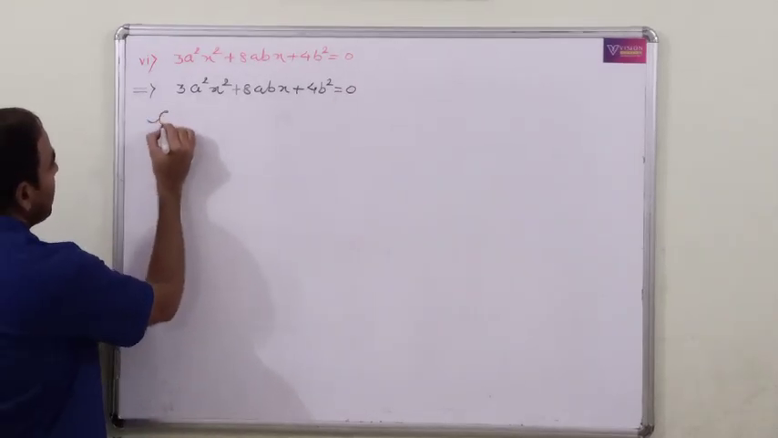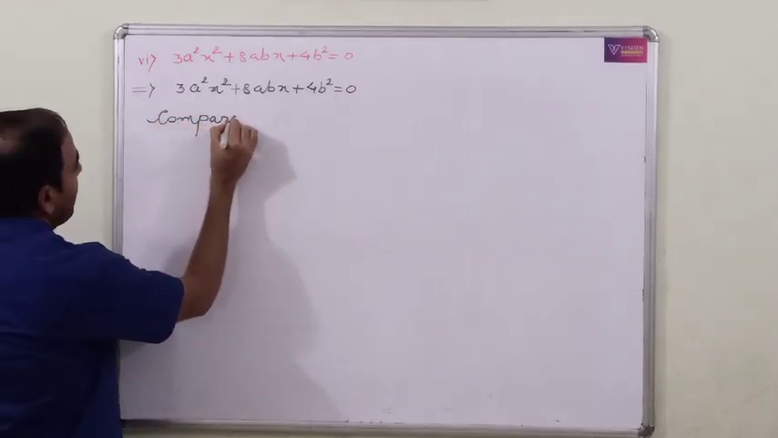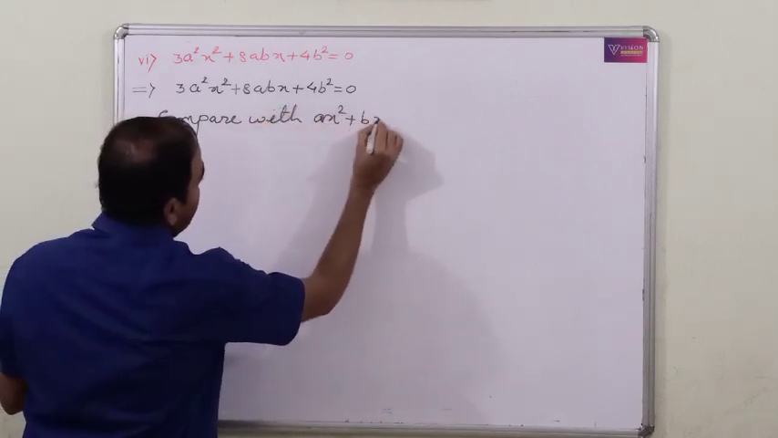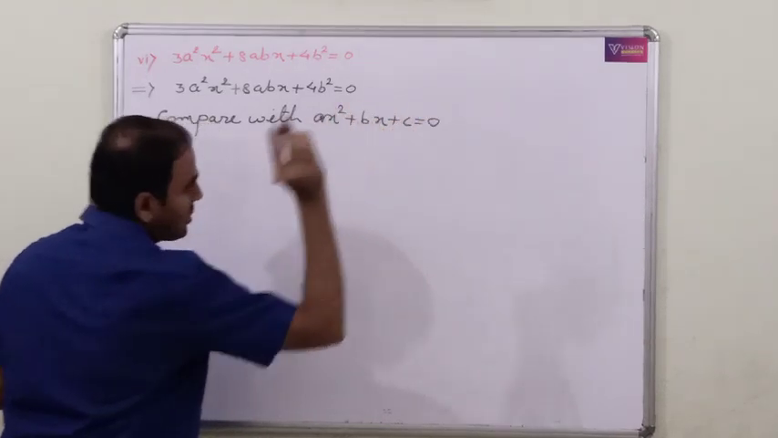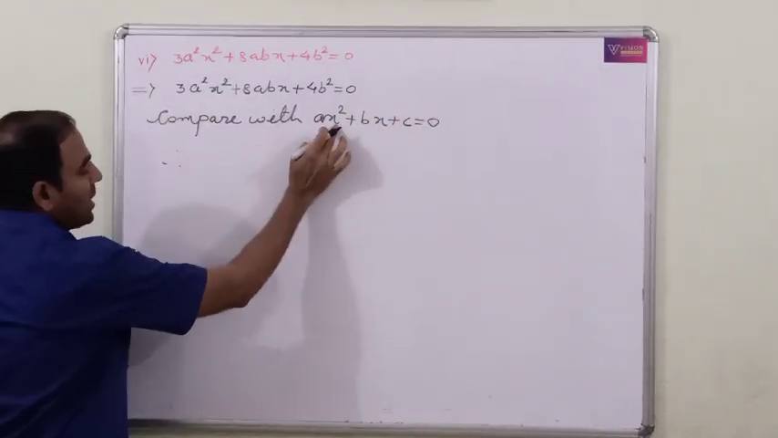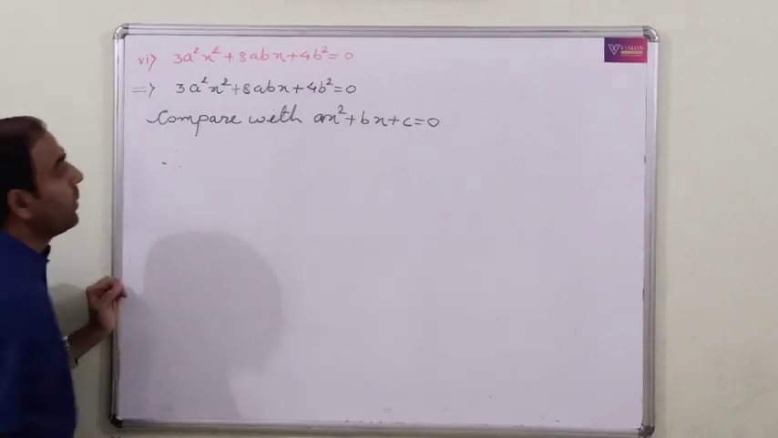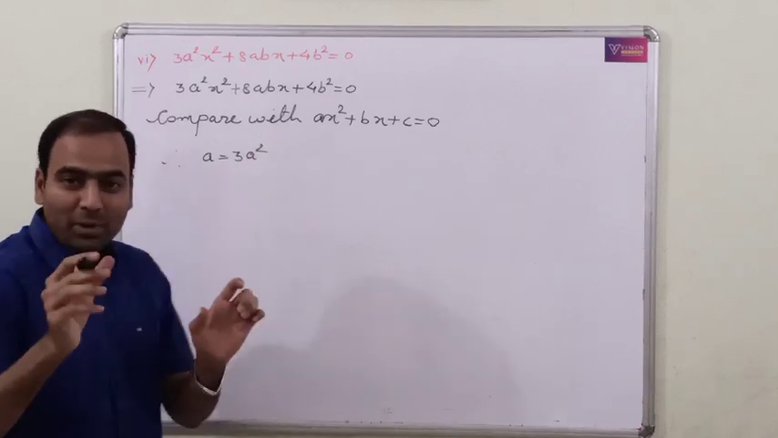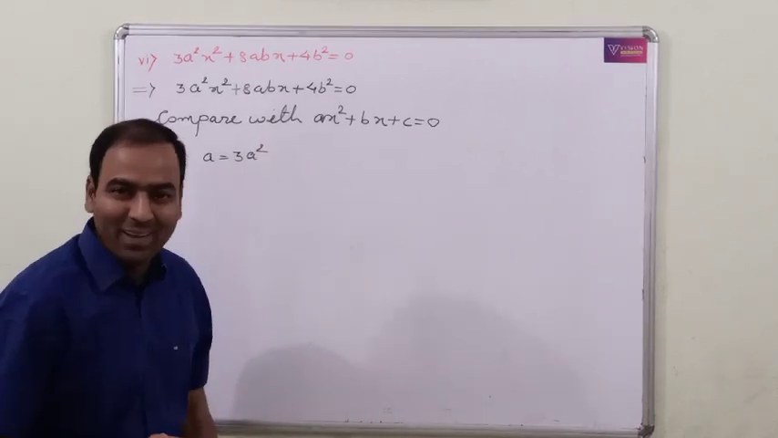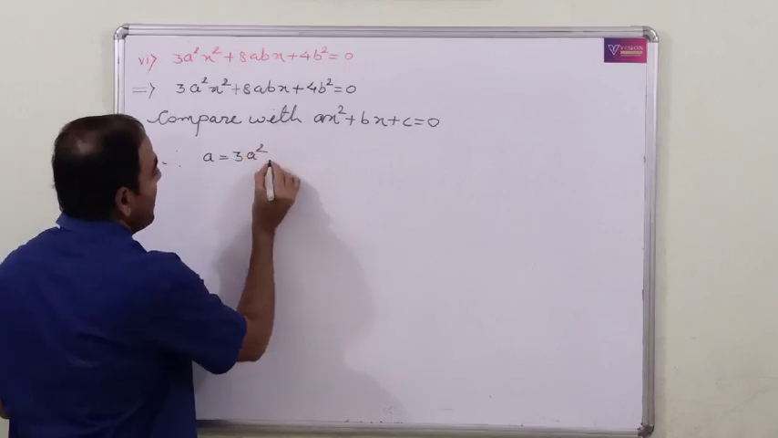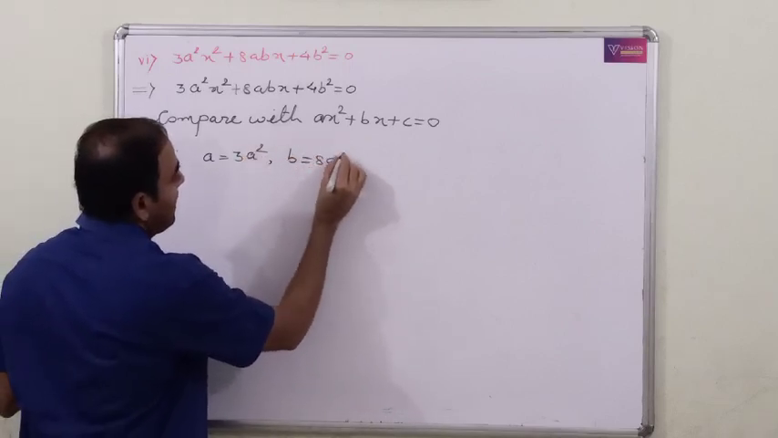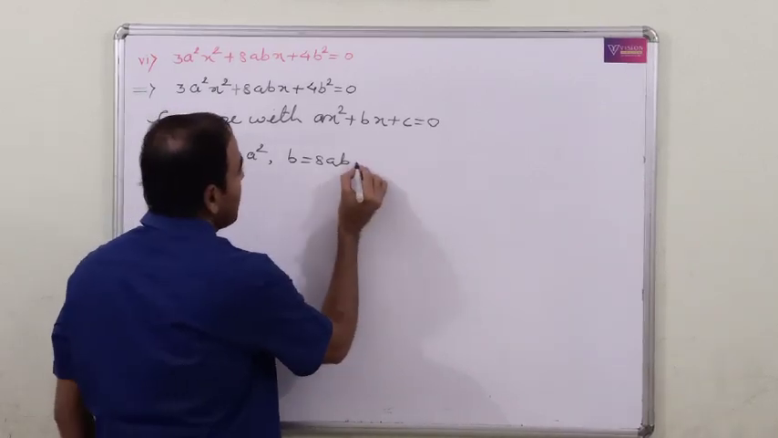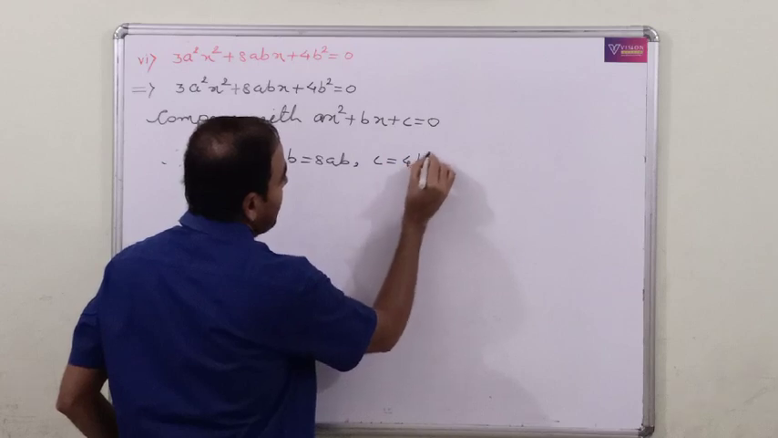Okay. We compare with ax square plus bx plus c is equals to 0. We are comparing with this. So what is the coefficient of x square? It is a. So what is the value of a? A is equals to 3a square. Don't take square and a get cancelled. Okay. So a is equals to 3a square. The value of b is 8ab. Again, b and b, don't do like this. So what is the value of c? C is equals to 4b square.